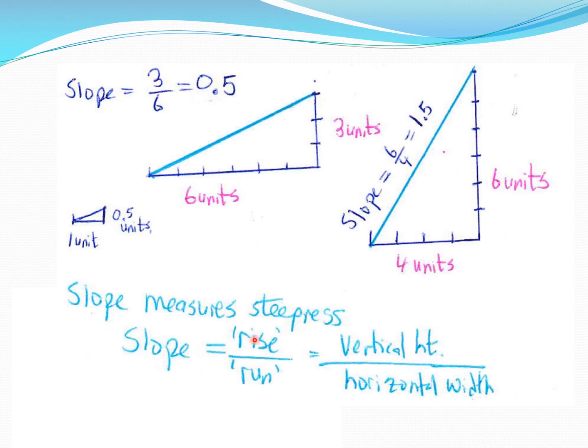The slope is equal to the rise, or the vertical height, divided by the run, or the horizontal width. So in this first example, the slope is equal to 3 divided by 6. 3 over 6 is equal to a half. And in this one, the slope is equal to 6 divided by 4, which is 1.5. So what does the slope of 0.5 for this line mean? A slope of 0.5 means for every unit on the horizontal, if you move along 1 meter, you would rise by 0.5 meters.